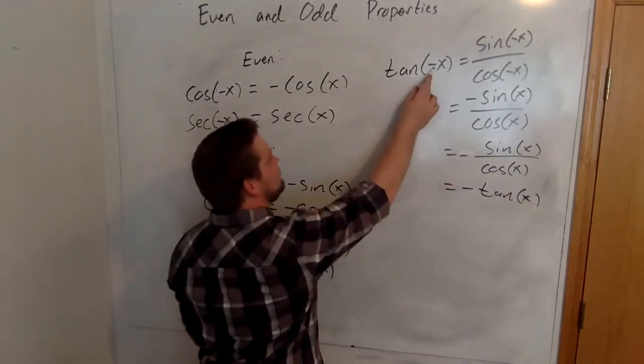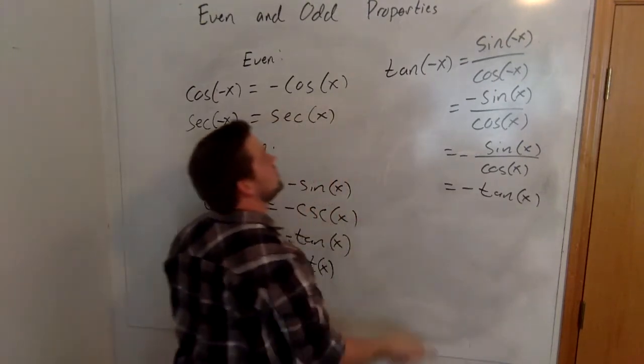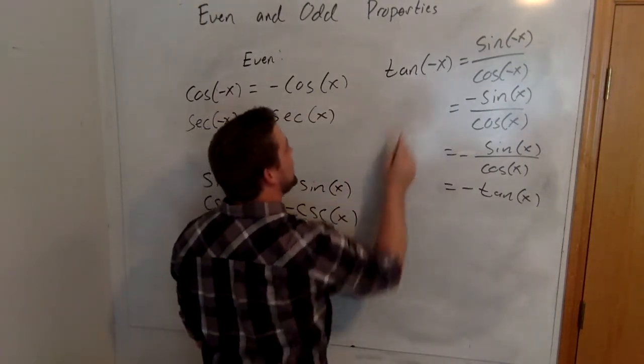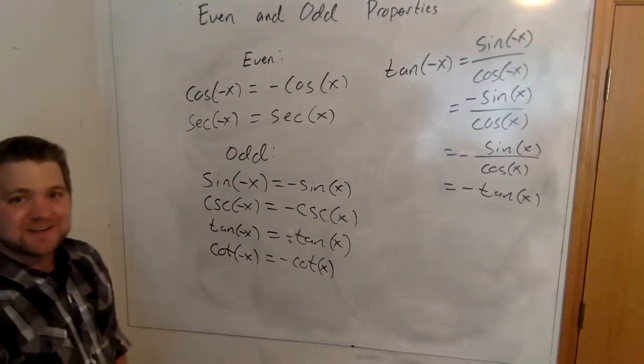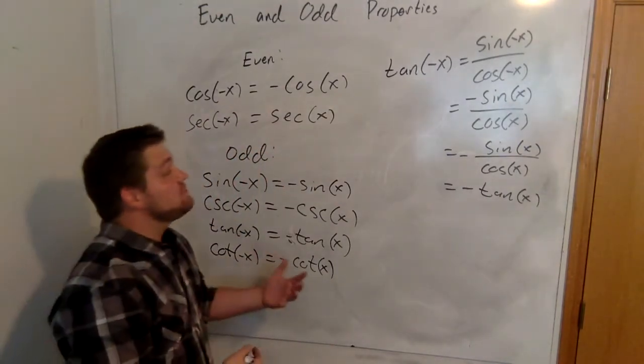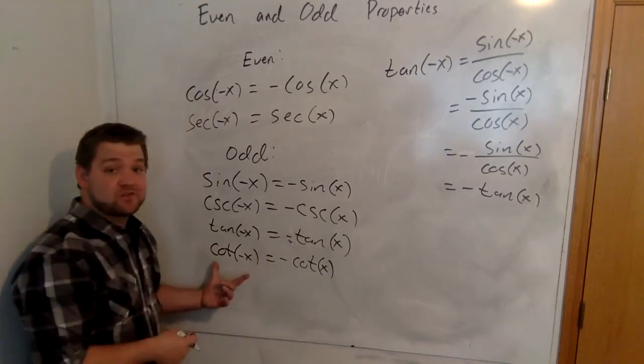So tan of negative x is equivalent to negative tan of x. Reflecting tangent over the y-axis is equivalent to reflecting tangent over the x-axis. I just showed this algebraically. Now, you could do the same thing with cotangent. I think that's a great exercise for you to do.